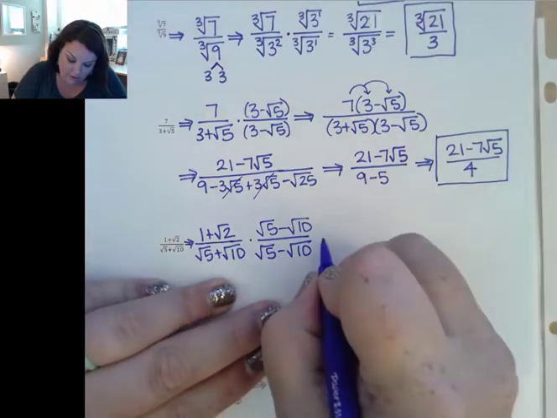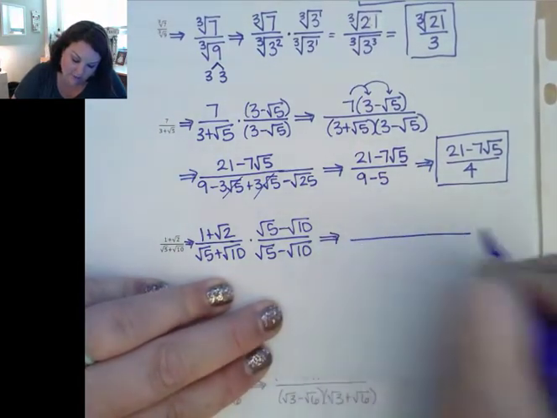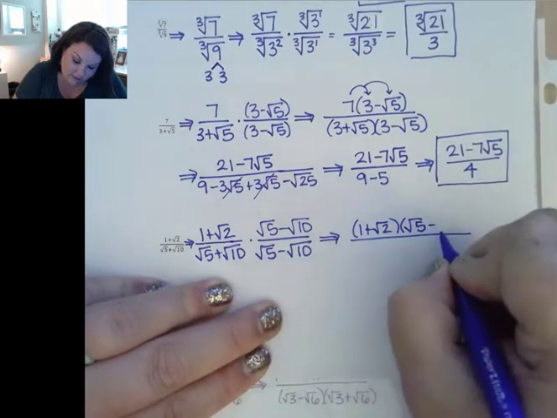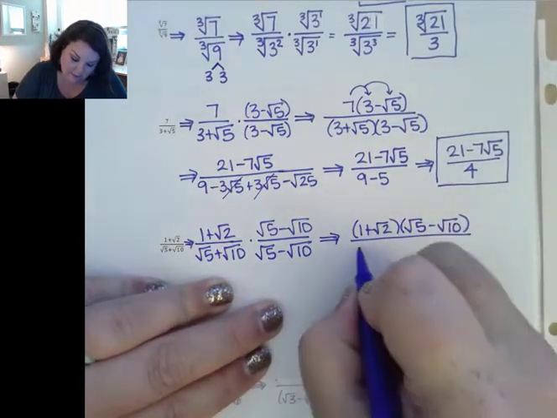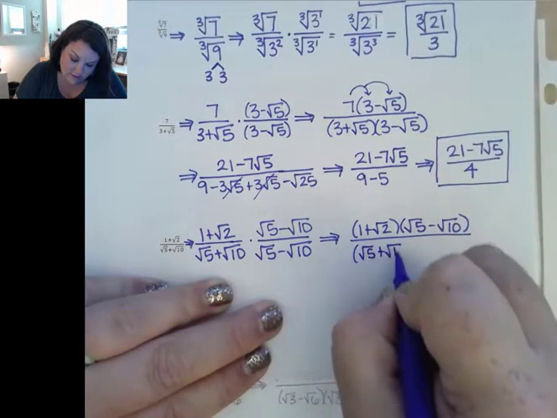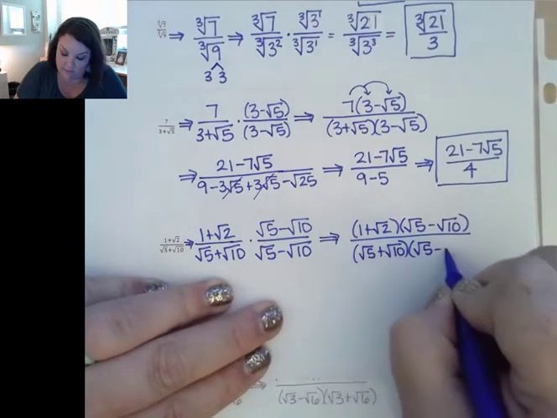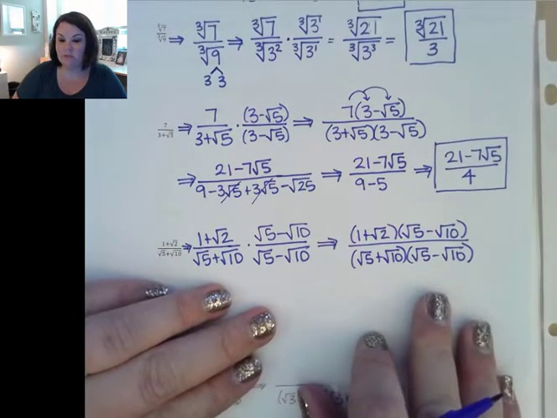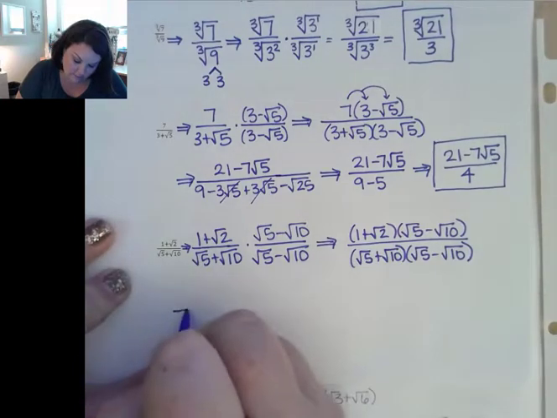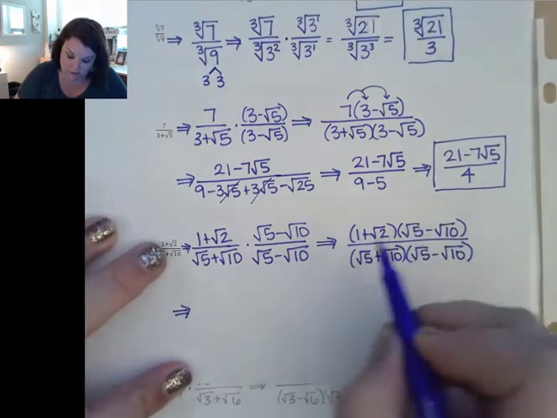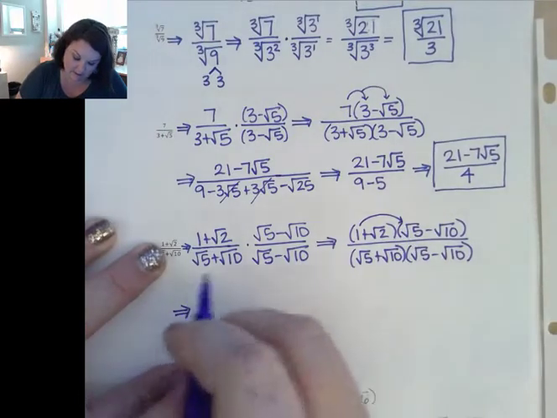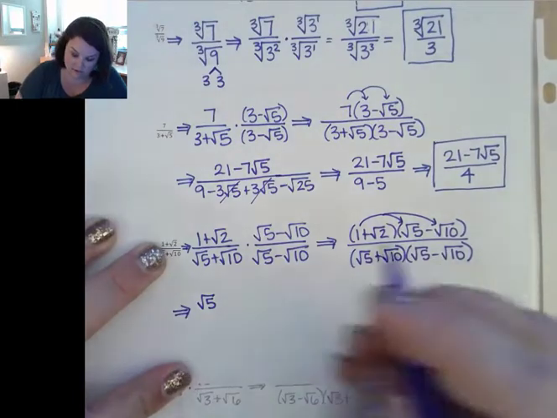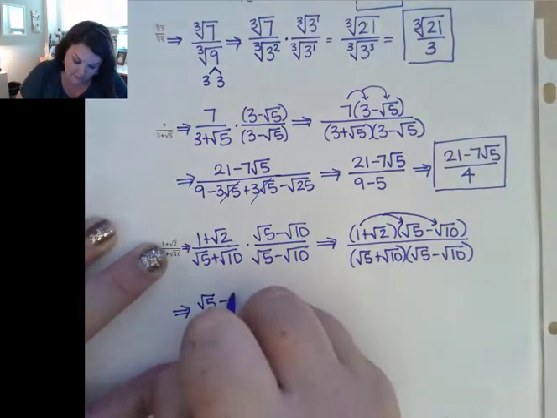Okay, so I'm going to go ahead and write it all together. So on top, I have 1 plus the square root of 2 times the square root of 5 minus the square root of 10. And on bottom, I have the square root of 5 plus the square root of 10 times the square root of 5 minus the square root of 10. And now I just need to multiply this all out, right? So when I go to multiply it out, I'm going to distribute my 1 first. So 1 times square root of 5 is square root of 5. 1 times negative square root of 10 is negative square root of 10.